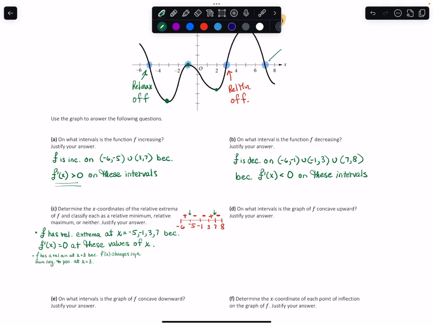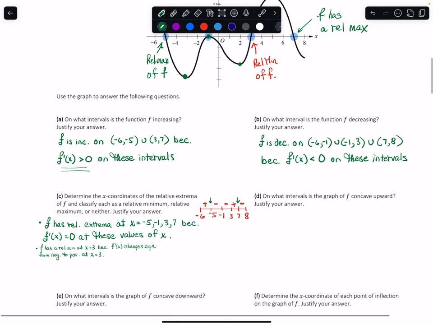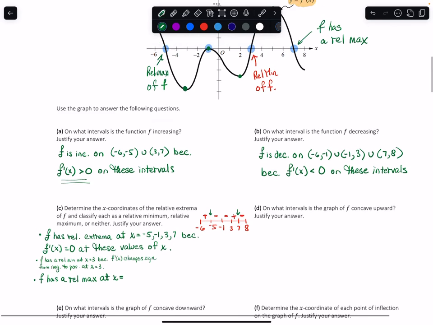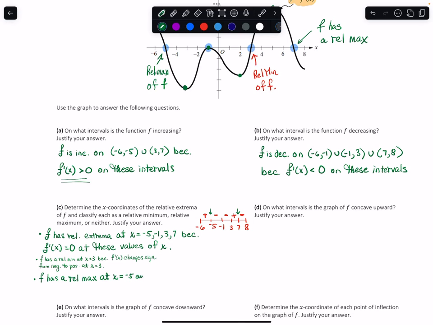And over here, f also has a relative max. Relative max, it looks like, of f. So two places. And I don't need a separate justification for each piece. I can say them both at the same time. Not each piece, but each point, right? So I'm going to say f has a relative max at x equals what? -5 and x equals 7.